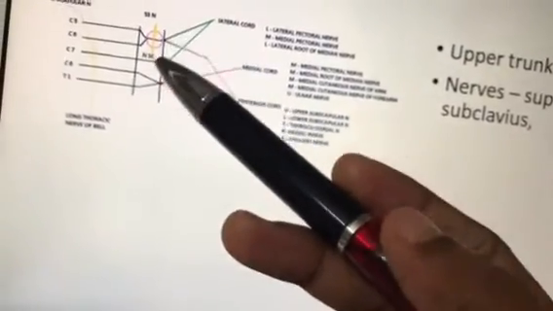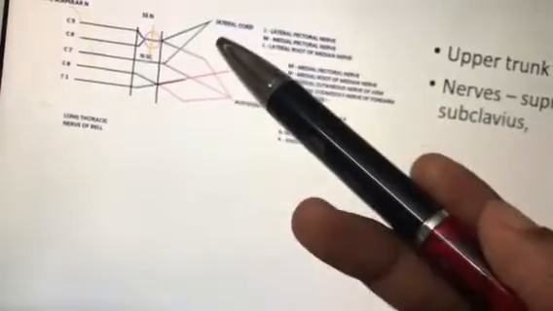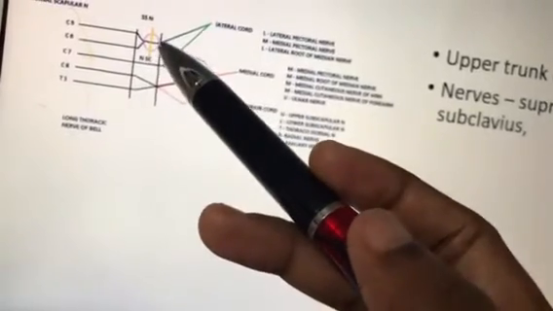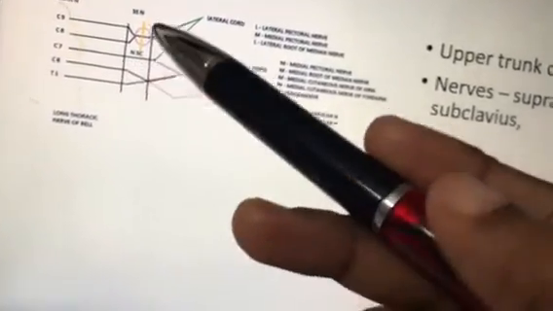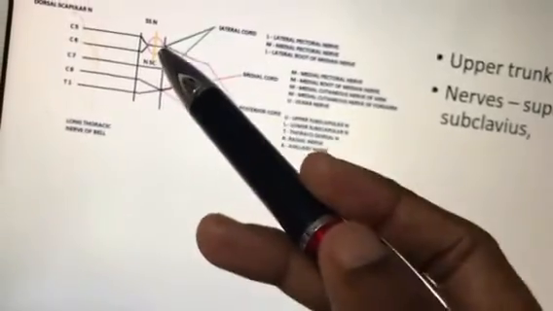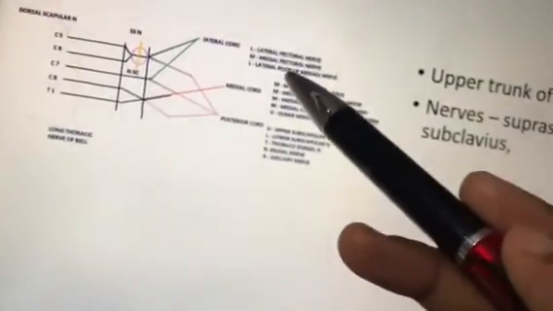And then number 3 is infraspinatus, whose action is lateral rotation. So if lateral rotation is gone, it leads to medial rotation. That's why the baby's hand is adducted, medially rotated and pronated.